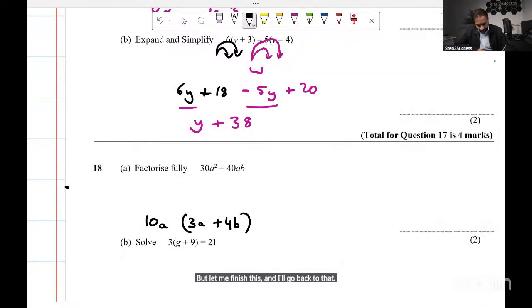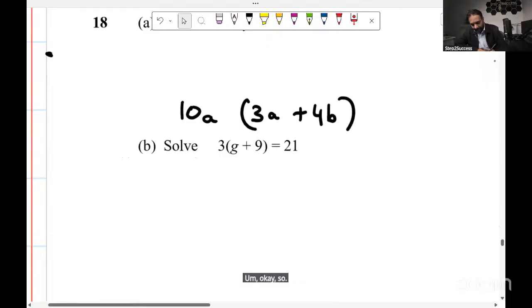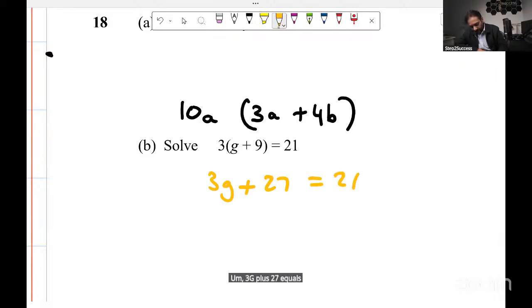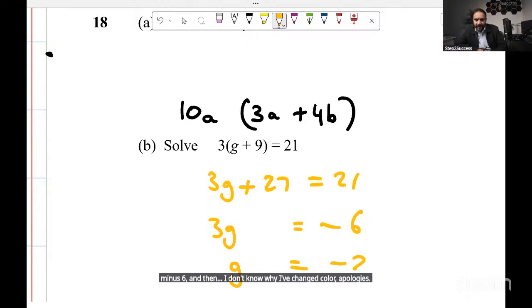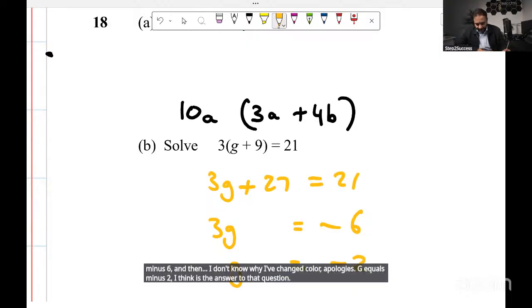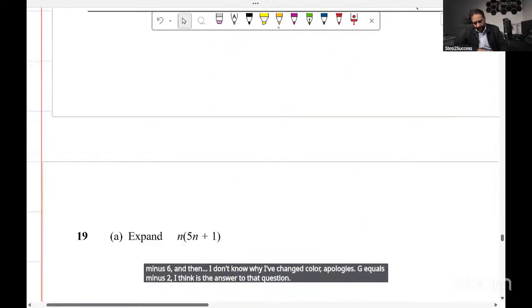Okay, so solve 3g plus 9 is 21. 3g plus 27 equals 21. 3g equals, oh God, it's negative, minus 6. And then I don't know why I've changed color. Apologies. G equals minus 2, I think, is the answer to that question.